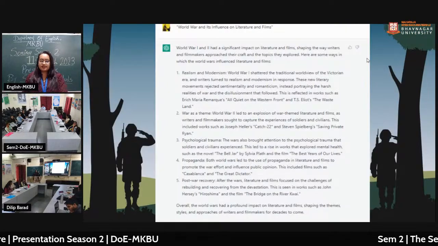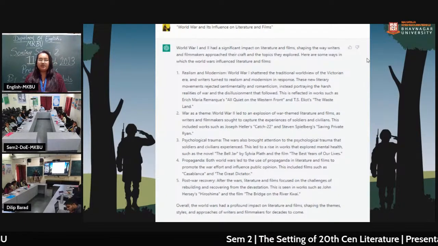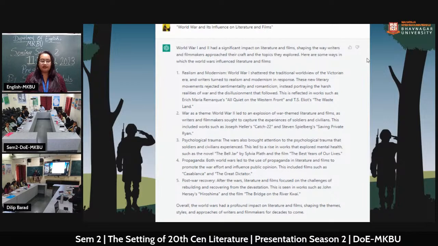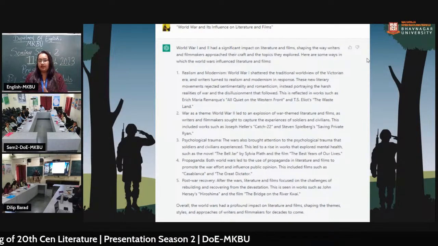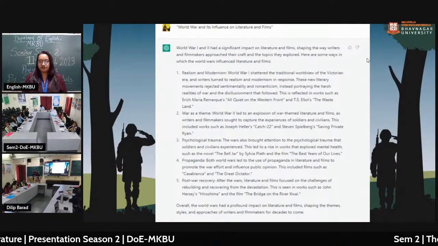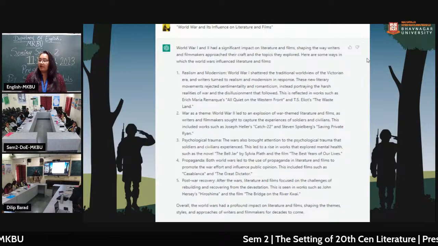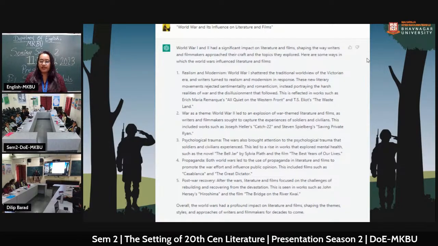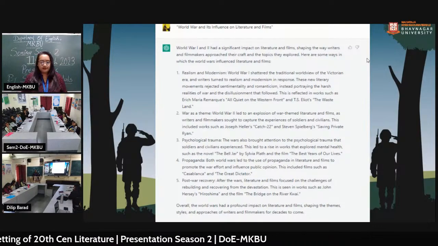So this is a screenshot of ChatGPT, which is giving a good explanation about my presentation's topic. I cannot include all these topics in one presentation, like realism and modernism, and other topics like psychological trauma, propaganda, and post-war recovery. So all these points were given by ChatGPT.